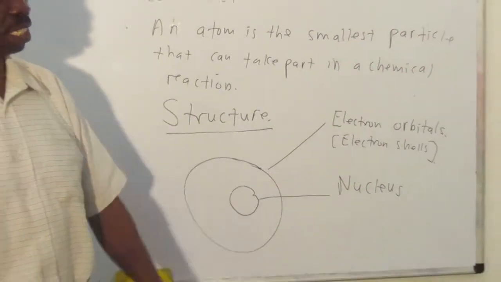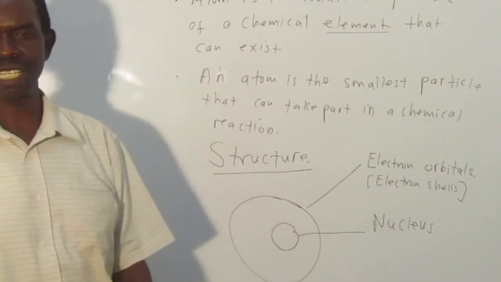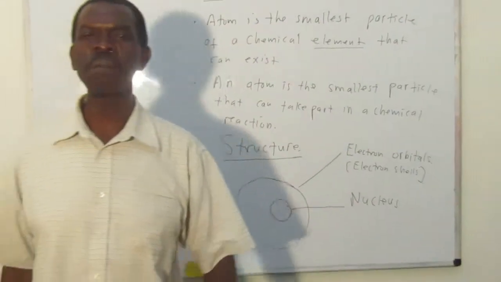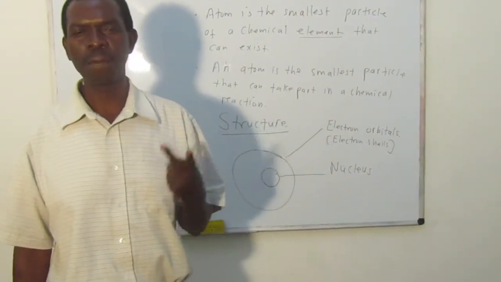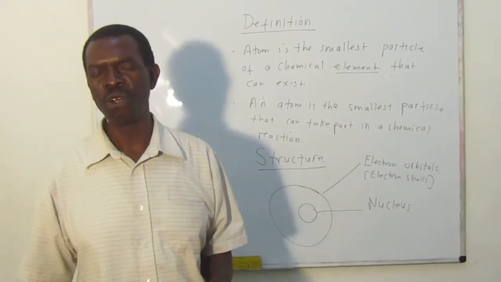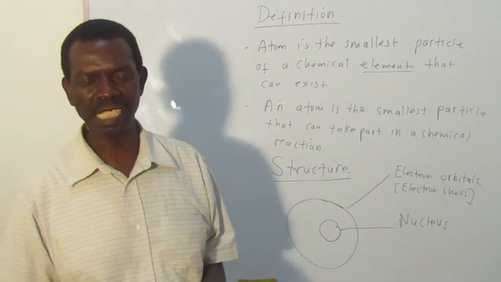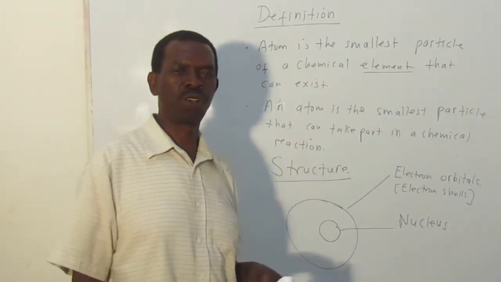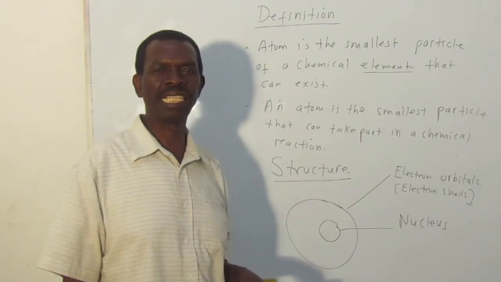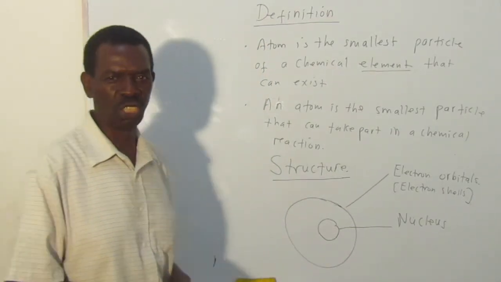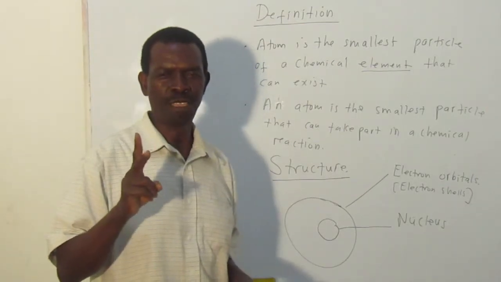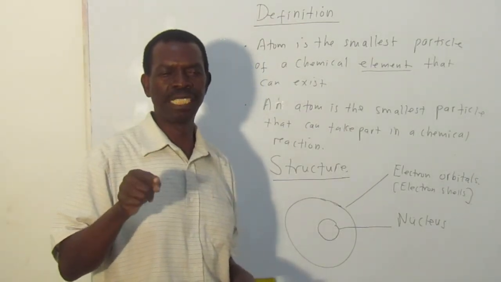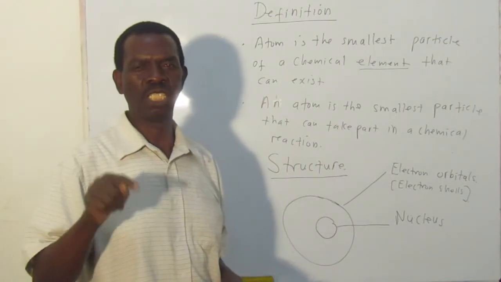At the middle is the nucleus. But the nucleus is also made up of other particles. And there are two important particles that we should know that are found in the nucleus. Those particles are called the protons and the neutrons. So the nucleus is made up of two particles. Those particles, I repeat, are protons and neutrons.